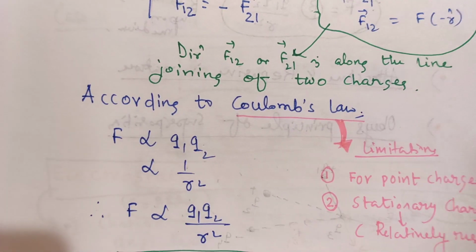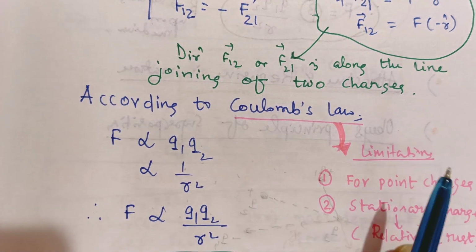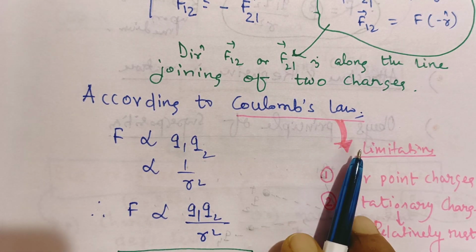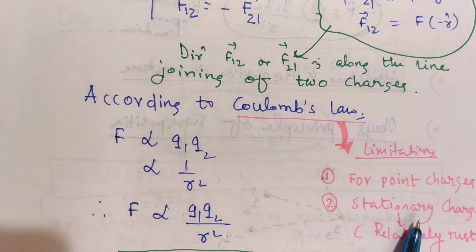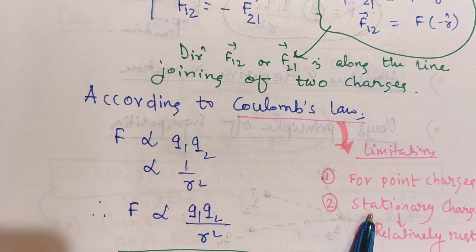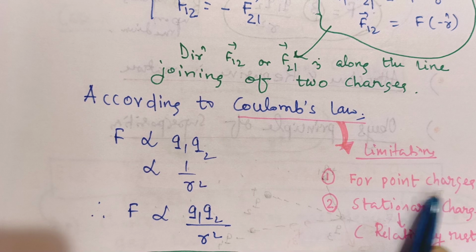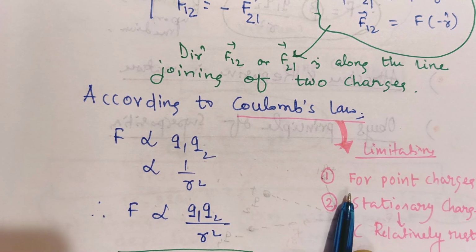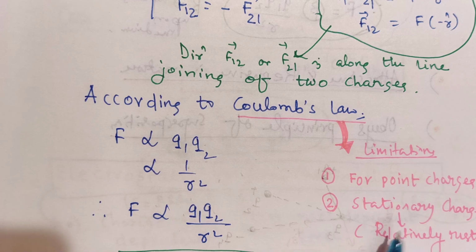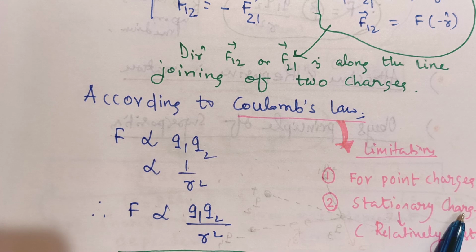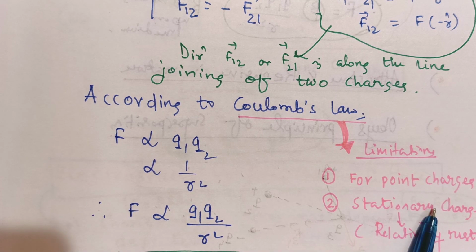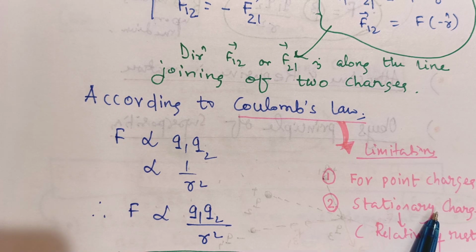Then we will go and discuss the limitations of Coulomb's law. In the statement it is mentioned: point charges and stationary charges. This is the limitation of Coulomb's law. Limitation means the conditions for which Coulomb's law is valid. First condition is that charges should be point charges. Second condition is that charges should be stationary charges. Stationary charges means either both are at rest or both are moving with constant velocity. That means the two charged particles are relatively at rest.